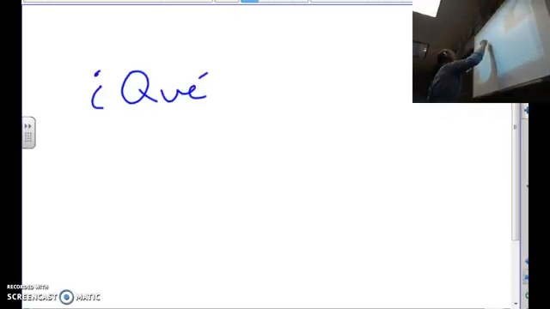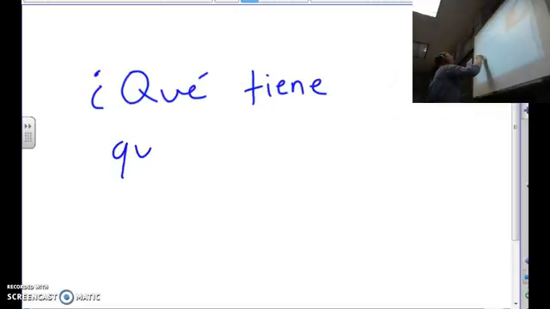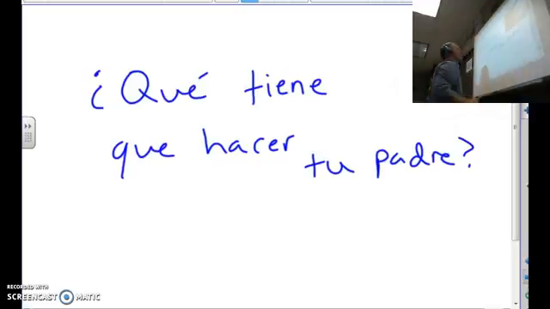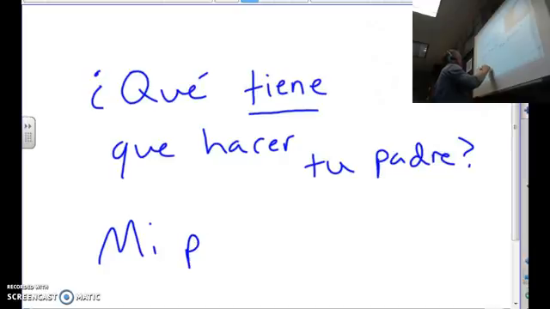Another question. ¿Qué tiene que hacer tu padre? This is tener conjugated for tu padre. I'm asking about your father. You answer. Step 1. Conjugate tener for the subject. Mi padre is the subject. Tiene.